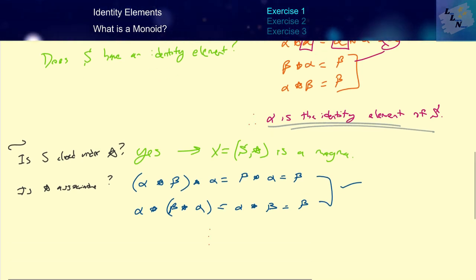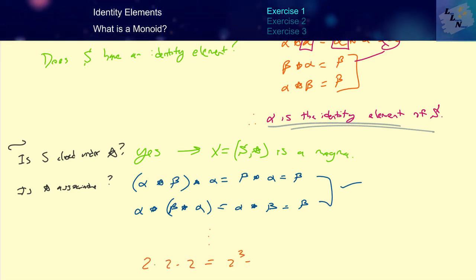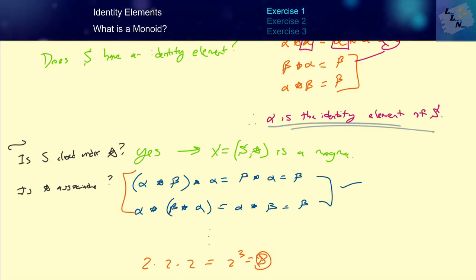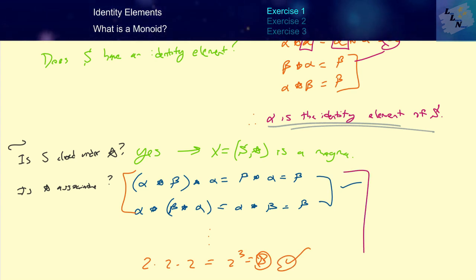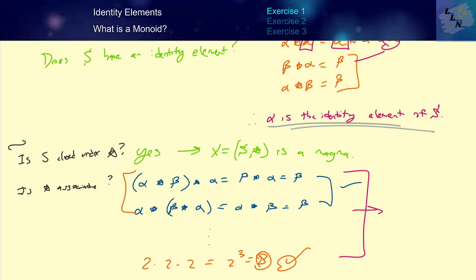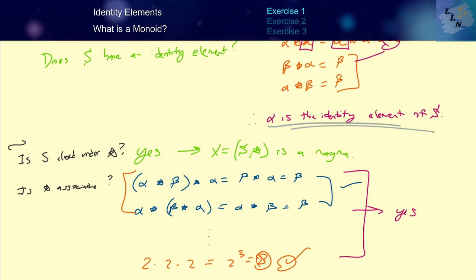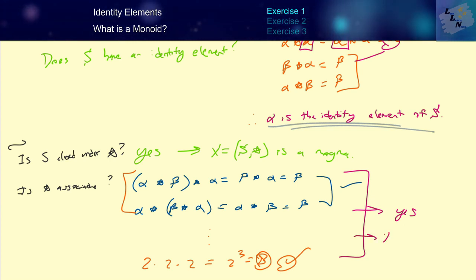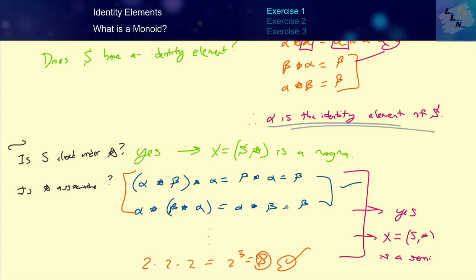We actually went through this example before. Remember, since S has two elements, we have 2 times 2 times 2, which is equal to 2 cubed, which is equal to 8 different triples to check here. And you can show that all of them do satisfy associativity, after that long, tedious process. So therefore, we should be able to see that this set is associative under star. And furthermore, that means X equals (S, star) is a semigroup.